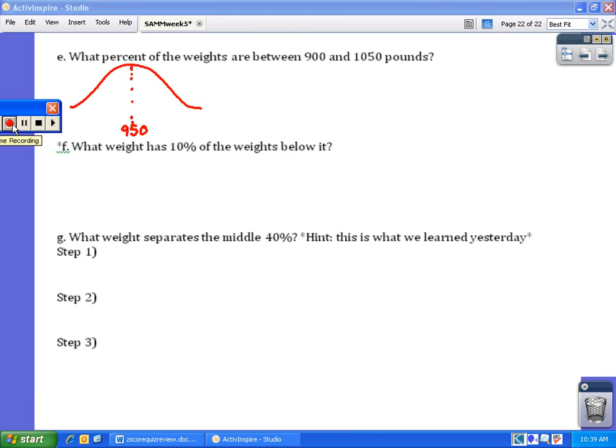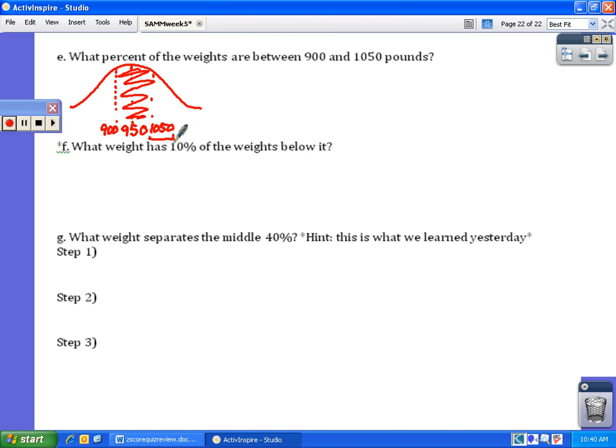For Part E, it's also helpful to draw a diagram. I want the percent of weights that are between 900 and 1,050 pounds. So what I'm going to do is find the percent that are less than 1,050 and subtract from it the percent that are less than 900. That'll take off this tail that I don't want.